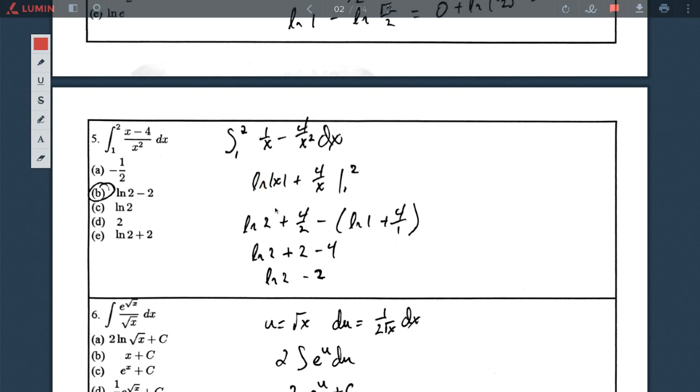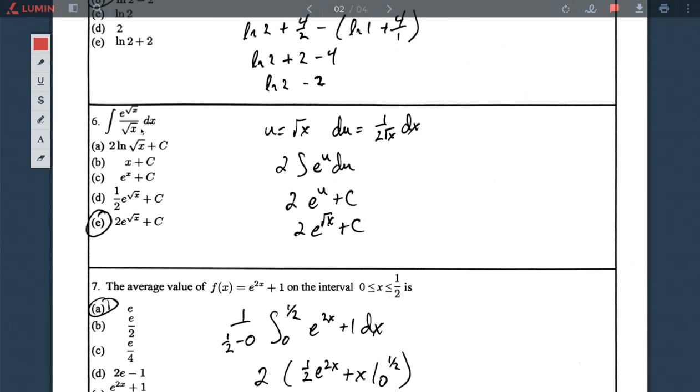Plug in 2, so I get natural log of 2 plus 4 over 2 minus, plug in 1, so I have the natural log of 1 plus 4 over 1. Natural log of 2 stays. 4 divided by 2 is 2. Natural log of 1 is 0. This gives me 4. Distribute the negative, gives me a negative 4. So natural log of 2, 2 minus 4 gives me minus 2. So natural log of 2 minus 2, B is our answer.